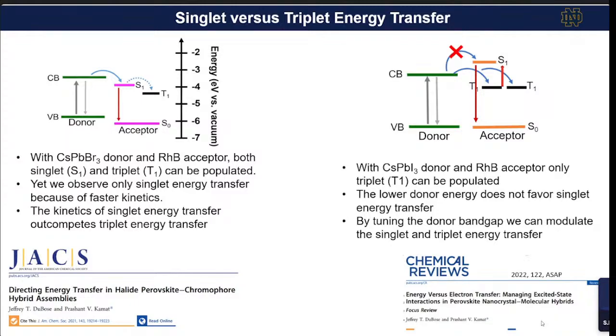So with the cesium lead iodide donor, we see only triplet. By tuning the band gap, we can modulate the energy transfer. So that is the short story on energy transfer, which you normally don't hear much about, but if you are working with optoelectronics and other materials, you will come across it. So this is just a short piece on how energy transfer dictates.